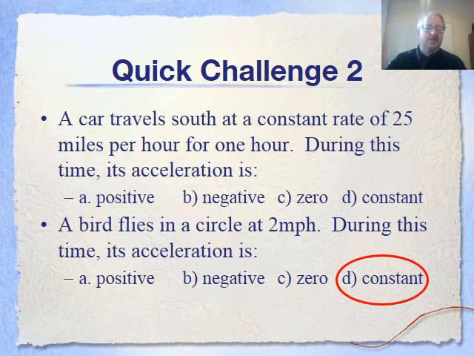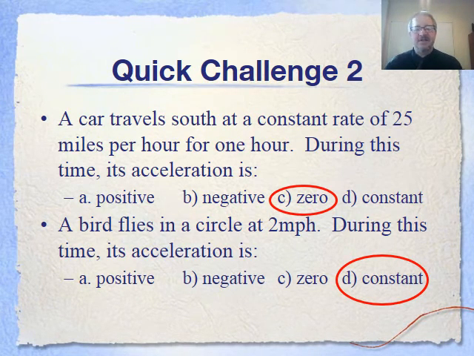All right, so if you suggested C, zero acceleration, as being correct, you would be right because the speed doesn't change. We are told it's a constant rate of 25 miles per hour. It's for an hour, and it's moving south. It never tells us that it changes direction. So that would be zero acceleration, even though the object is moving. Nothing changes in terms of the velocity.